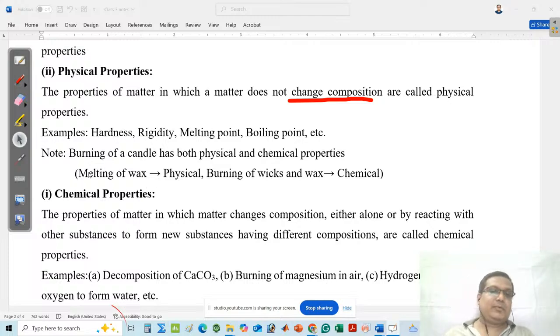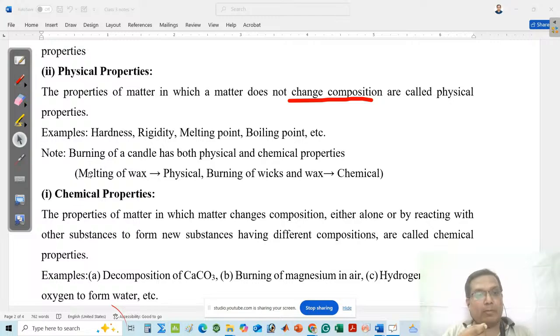There are some examples which show both chemical property and physical property. It is an interesting question: give an example which shows both chemical property and physical property. Burning of candles. If you think about the burning of candles and the melting of wax, when a candle burns, what will happen? There is the wax, and there is the wick. Wick means solita. The wick will burn.